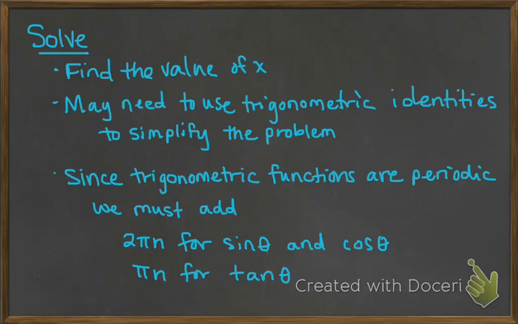To make it a little bit simpler, we just find the answers within that first period, and then because the period is 2 pi for sine and cosine, we add 2 pi n, meaning each additional period, and then for tangent we add pi n for each additional period.